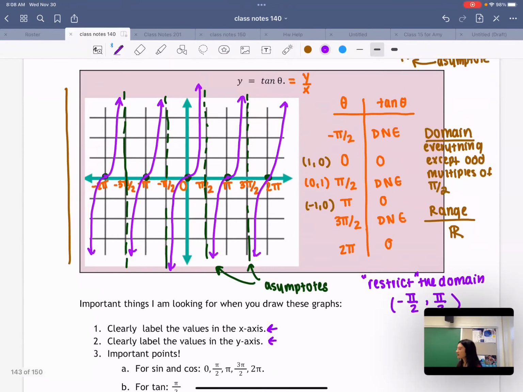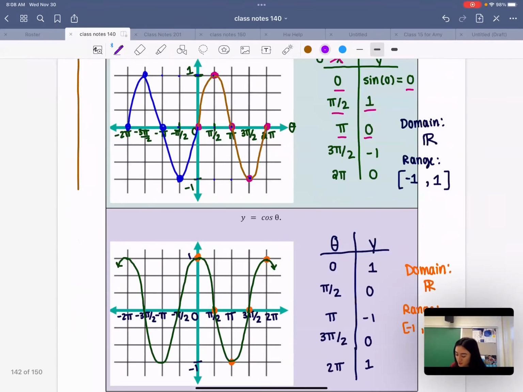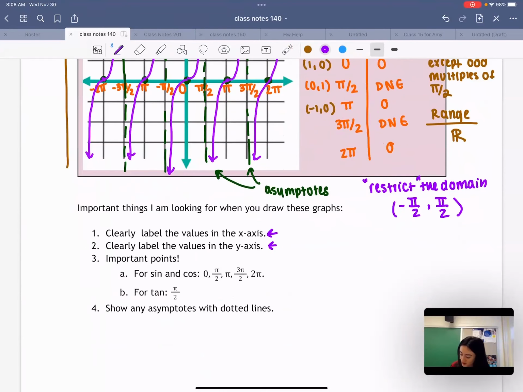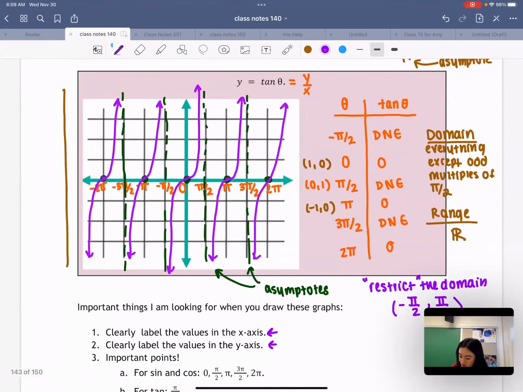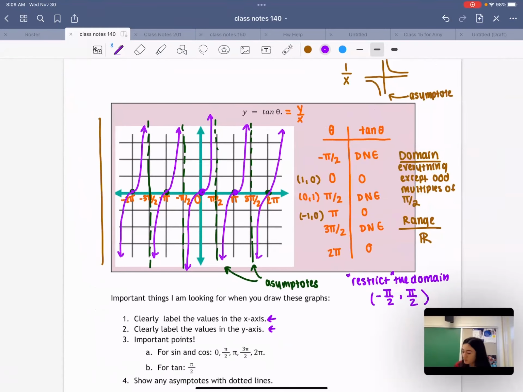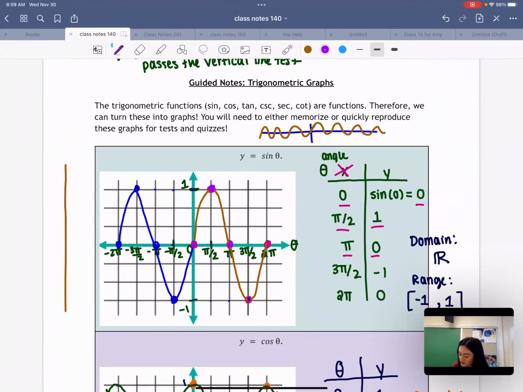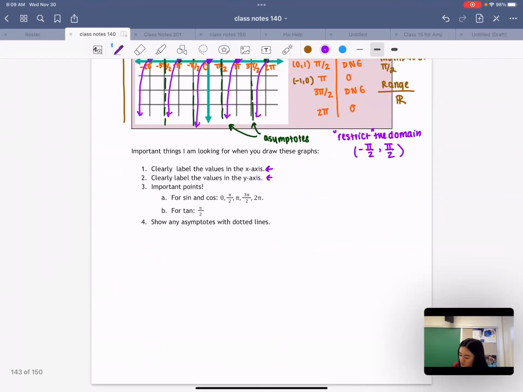Now for tangent, there weren't any labels because we don't really have any important points there, but there were important points on sine and cosine, right? So I'm really looking for that 1 and -1 on your graph, okay? Also on a test or quiz, I want you to plot important points on the graph. So I want you to show what the point values are. So for example, (0, 0), (π, 0), and then these 5 points on sine and cosine. Okay, so I want you to plot those points very clearly. And then finally, I want you to show any asymptotes for the tangent function with dotted lines. I want you to clearly show where the asymptotes are.